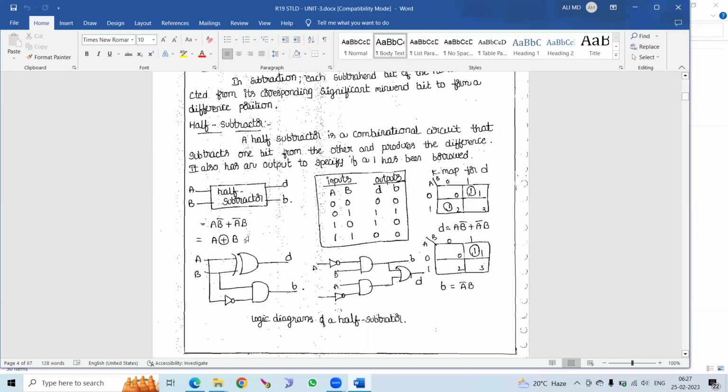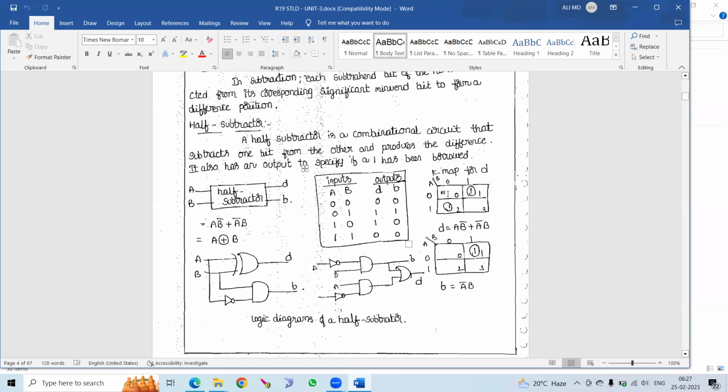With the subtraction we get D and B. For 0 0, difference 0, borrow 0. For 0 1, difference 1, borrow 1. For 1 0, difference 1, there is no borrow. For 1 1, difference 0, there is no borrow. Here we get the borrow only in the 0 1 case: D equals 1 and B equals 1, difference 1 and borrow 1. It is the truth table for a subtractor.